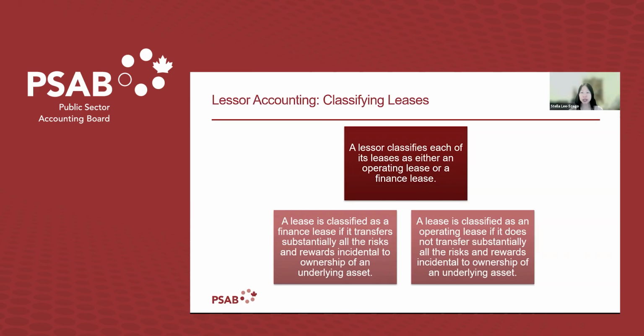The primary issue for lessor accounting is determining whether a lease should be classified as a finance lease or as an operating lease. According to IPSAS 43, leases are accounted for based on their economic substance rather than their legal form. Could you elaborate on how this classification is determined?